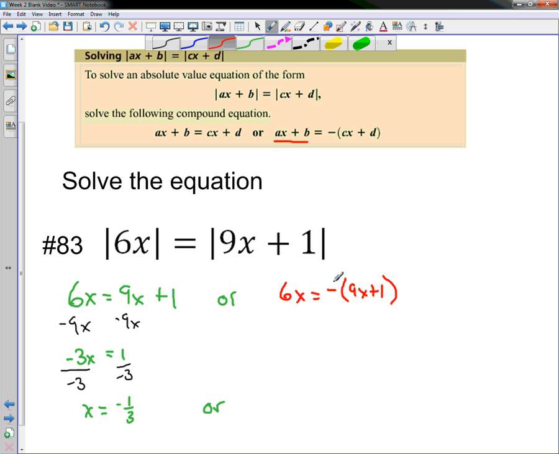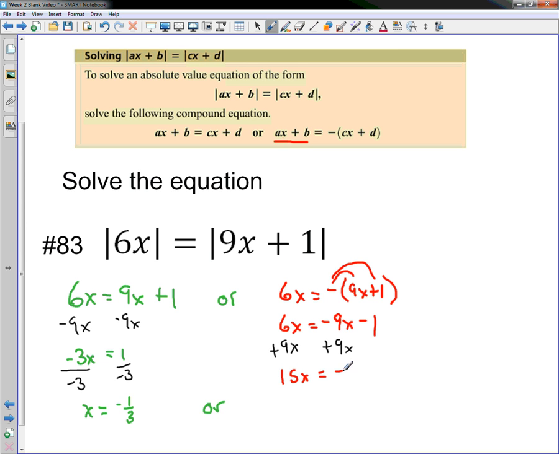we go ahead and solve the second one. We have to distribute a negative in. And then add the 9x. And that gives us 15x equals negative 1. And then divide by 15. And we get our other answer. X equals negative 1/15.